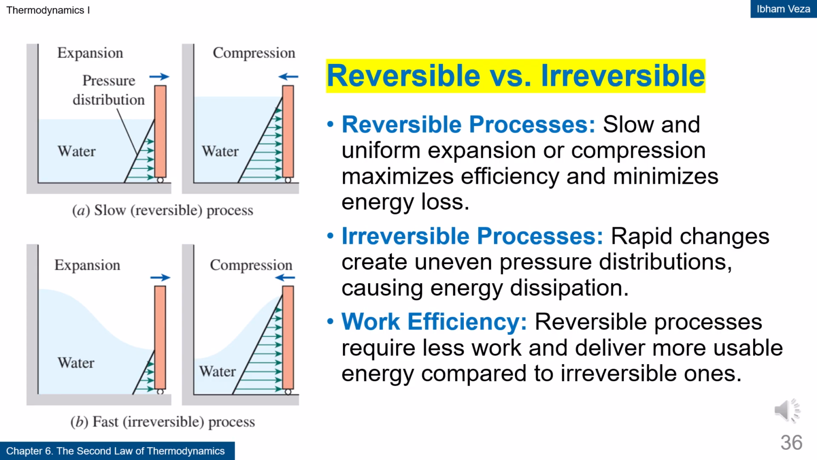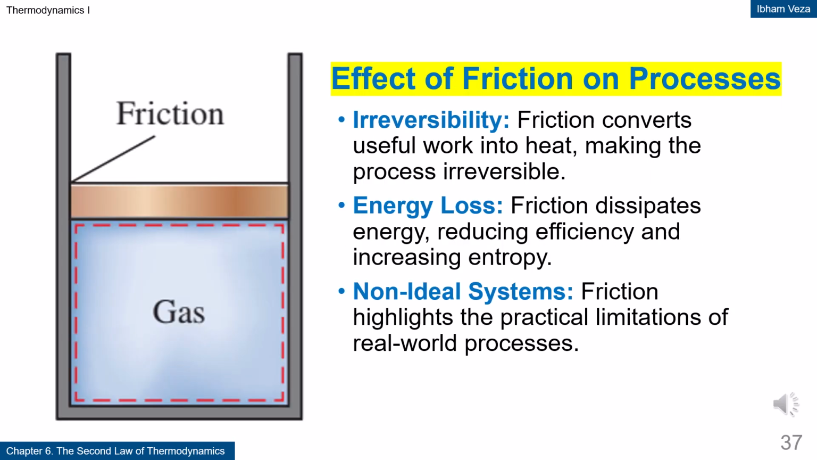As a result, there is always energy dissipation and entropy generation. Reversible processes produce maximum work for the same conditions. That is why reversible processes are used as a reference standard. Effect of friction on processes.